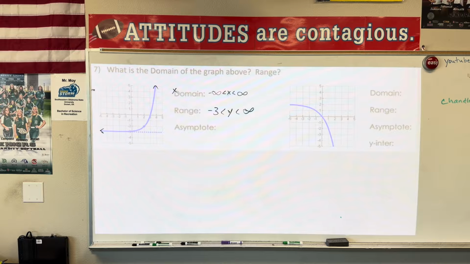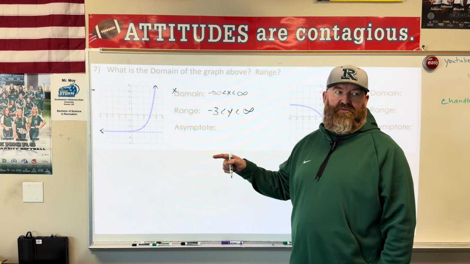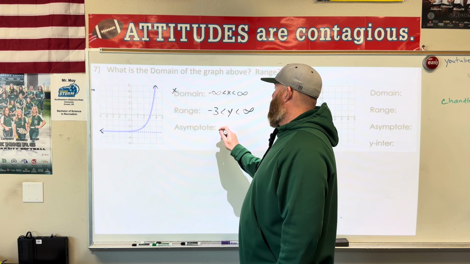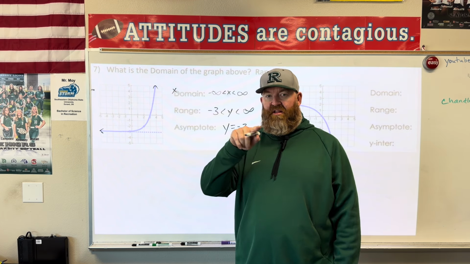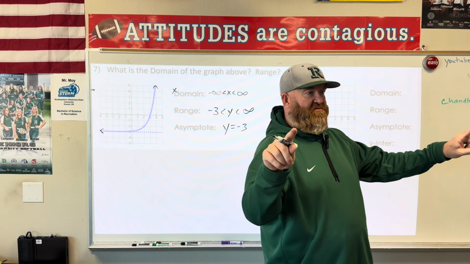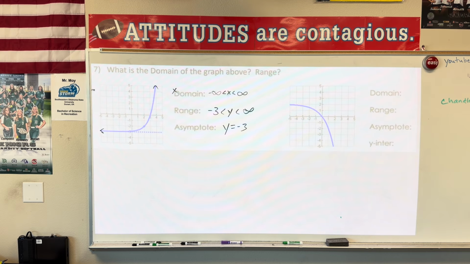You good back there? All right, we'll make sure we're all right. What would my asymptote be? What's the horizontal line that it almost gets to? How do I write it? Y equals -3. It's a horizontal line. If there is no x, there is no slope. It's flat. Remember, y equals the number is flat. You guys remember that? We're doing y equals mx plus b. If there was no x, it's flat. Okay. All right, here we go.